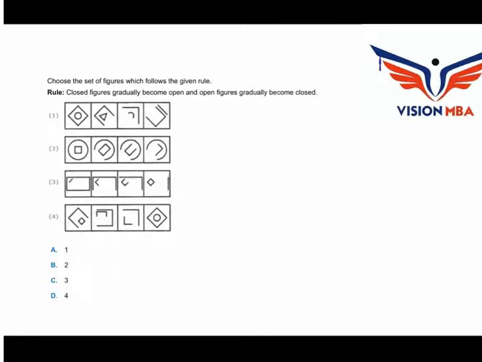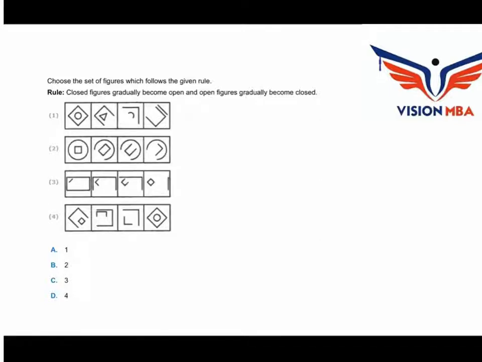If one follows it, you'll select one as the answer, A. If B follows it, then that is how it's going to be the answer. I'm not saying that these are the answers. This is just an example I'm giving you. Now I want you guys to pause the presentation and try to find the answer. Once again, you have to select the combination of pictures where open figures are getting closed and closed figures are getting open. Pause it, try to find the answer on your own, and once you have tried it on your own, I'll give you the answer with the explanation.